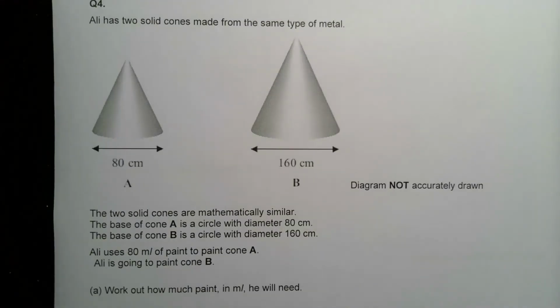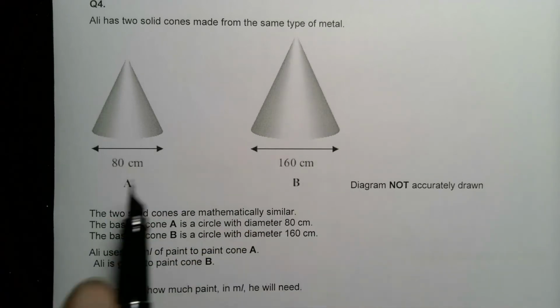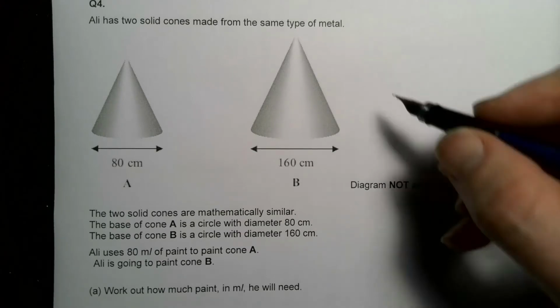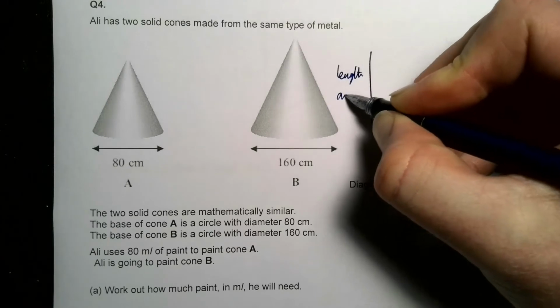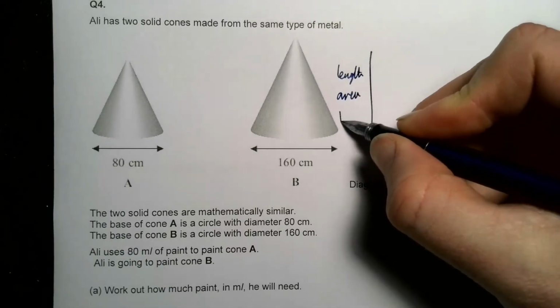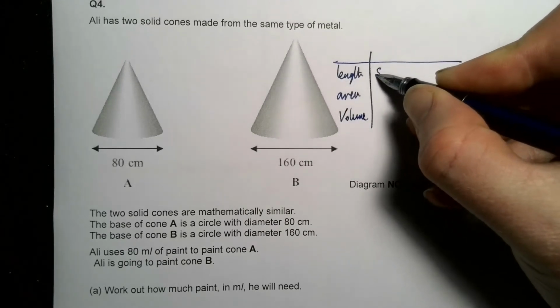Moving on now to a similar shapes question, 3D shapes. But with 3D shapes, you've got 3 things going on. You've got the one-dimensional aspect of the pure dimensions, which is what's given here, the diameter of these cones. You've got the 2-dimensional, which is the area. So you've got the length, you've got the area or surface area, and then you've got the 3-dimensional, which is volume. Now the length is going to be the scale factor.